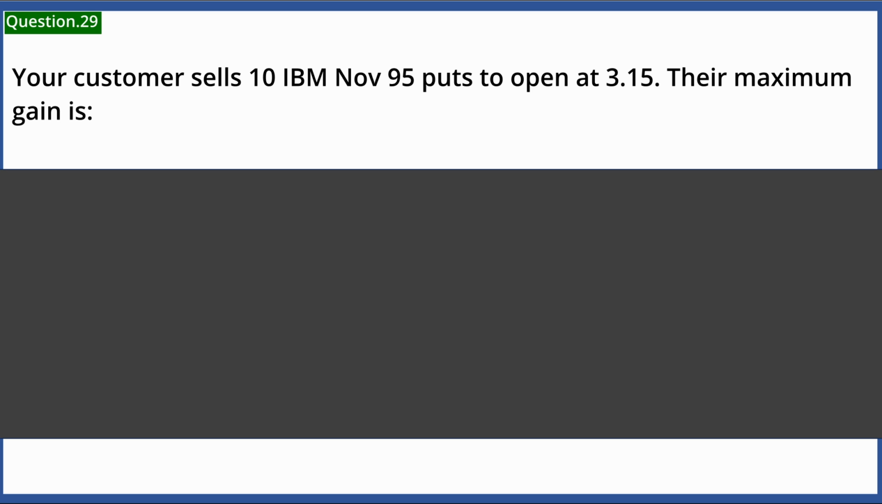Your customer sells 10 IBM NOV 95 puts to open at 3.15. Their maximum gain is A. Unlimited. B. $95,000. C. $3,150. D. $91,850. Answer C. $3,150.